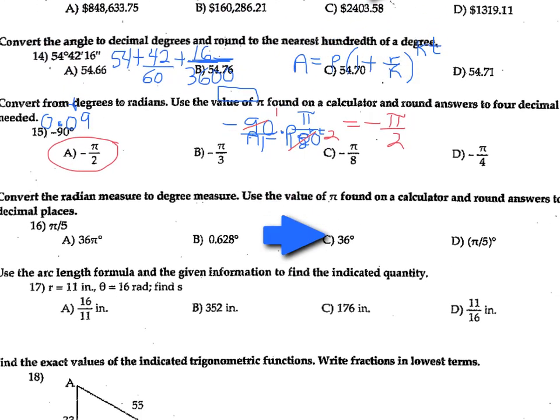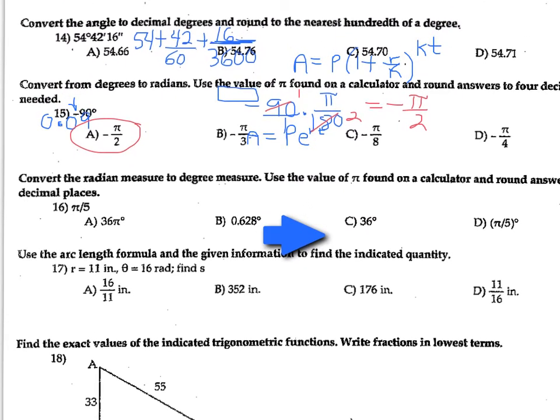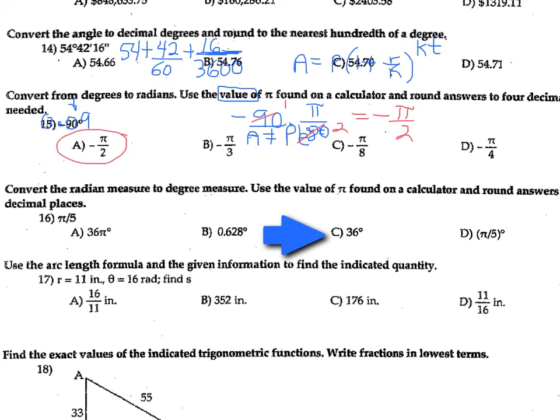Number 16. What's the answer for 16? C is right, 36 degrees. And how would you convert from radians to degrees? 180 over pi is what you use, that's right. So it's pi over 5. And here you want to have the pi in the bottom, so the 180 goes on top. When you reduce, you just cancel out the pi's. And when you reduce it by 5, 180 divided by 5 is what? 36. So it's 36 degrees. And that's how it's C.